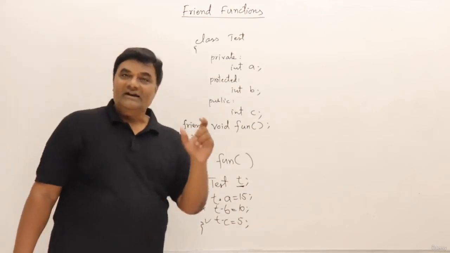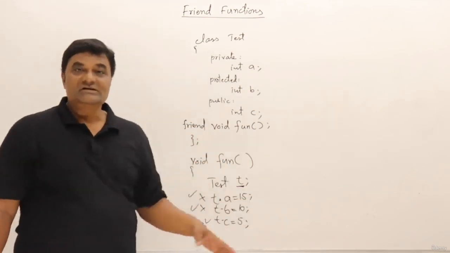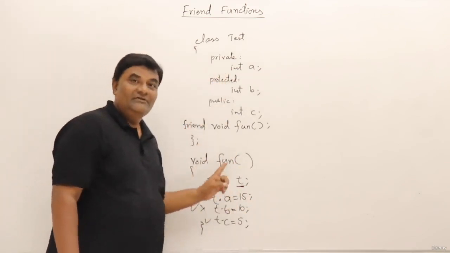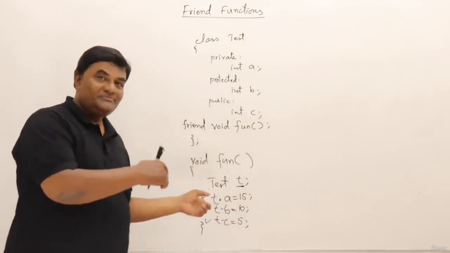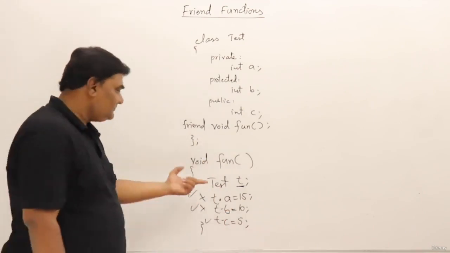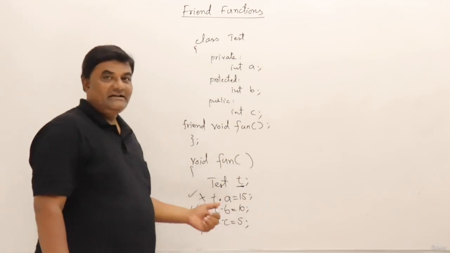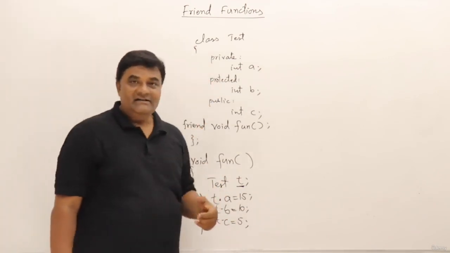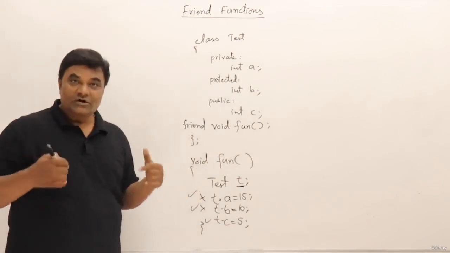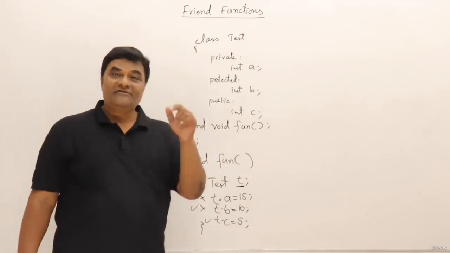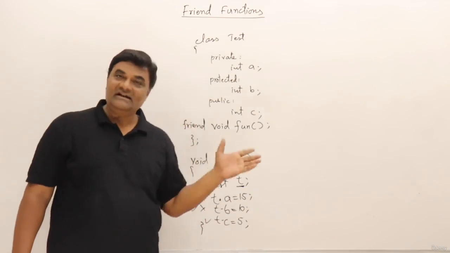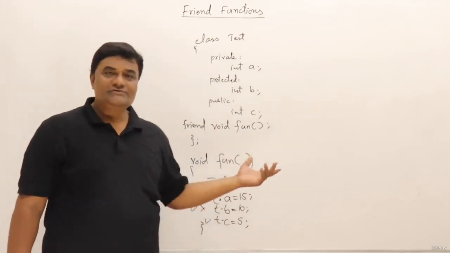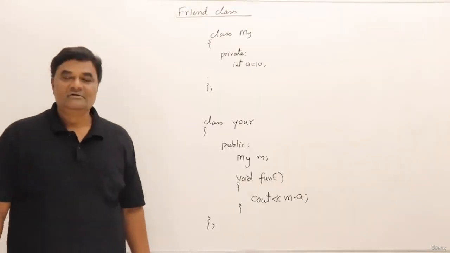So a friend function is a global, outside function which can access all the members of a class upon an object, not directly, upon an object. If the object is there, then it can access private also, protected also, public also. The class should say that the function, though it doesn't belong to us, is a friend for us, so it can access all the members of our objects. This is useful in operator overloading mostly.